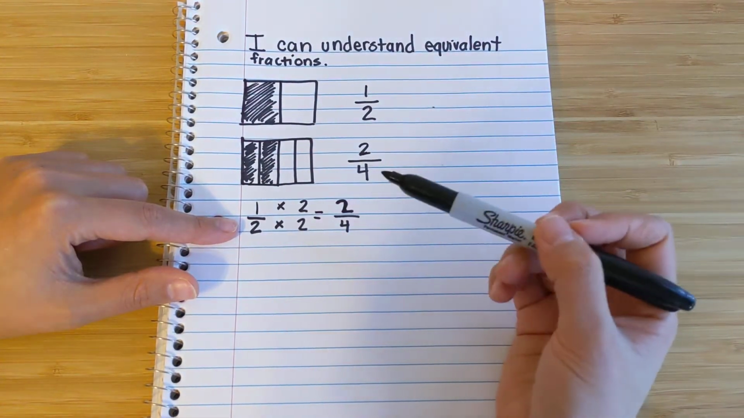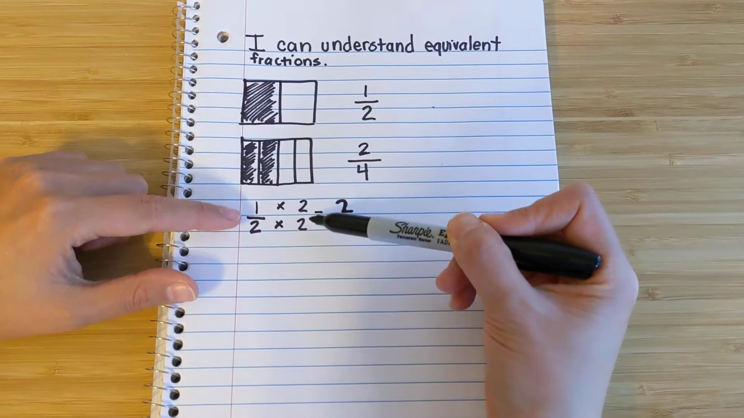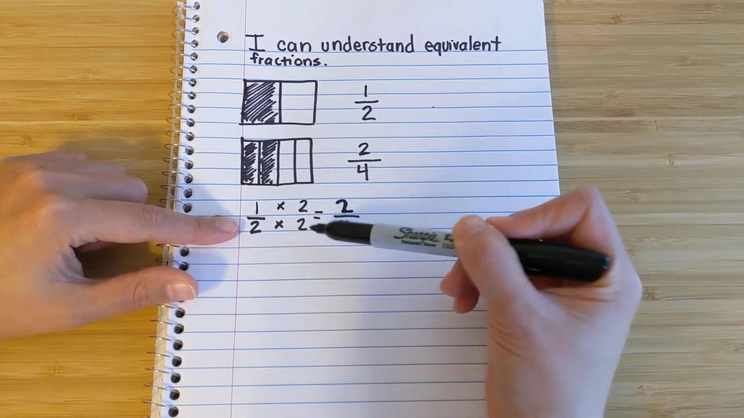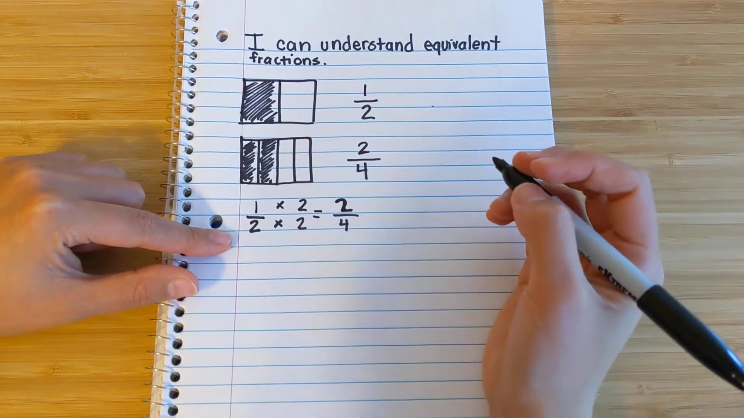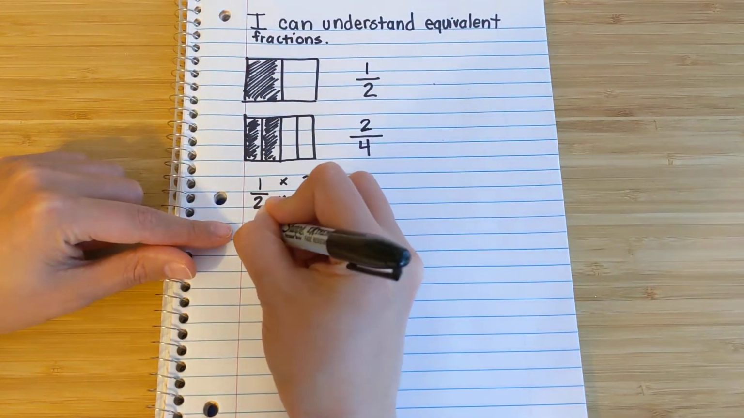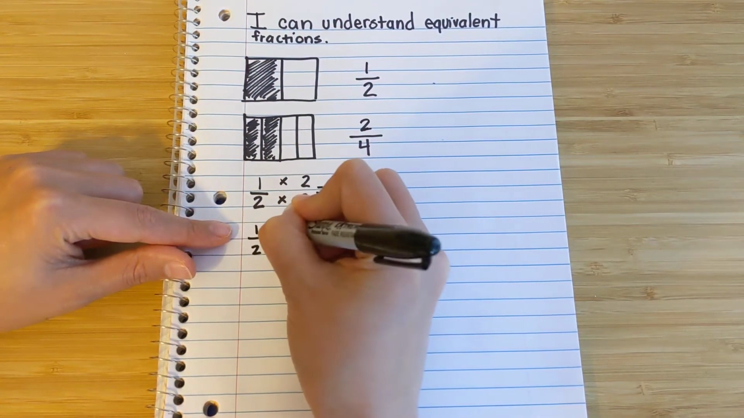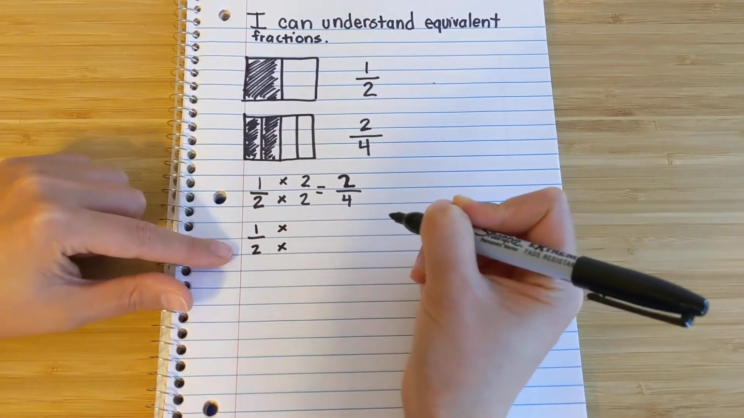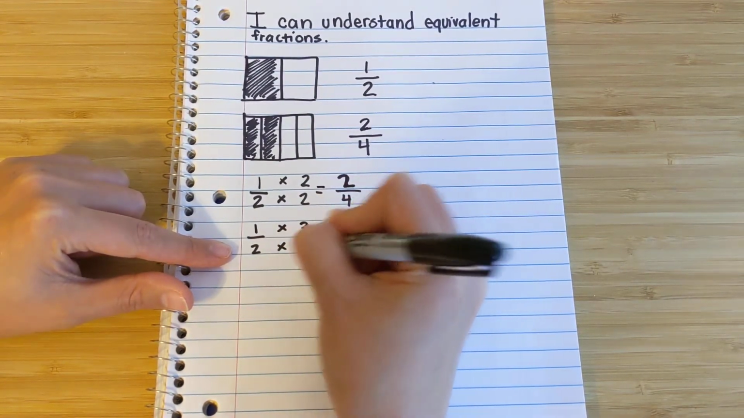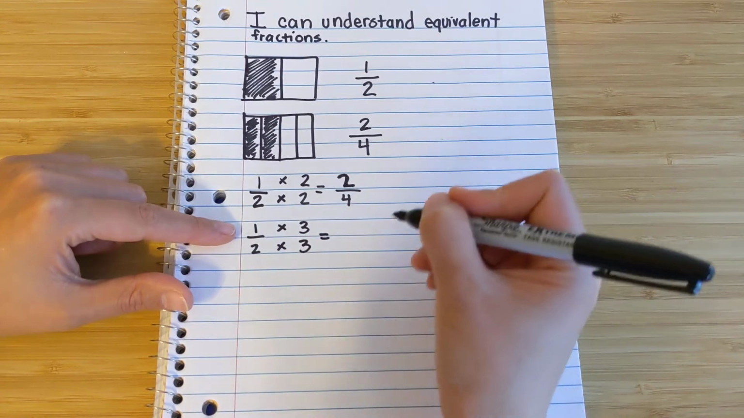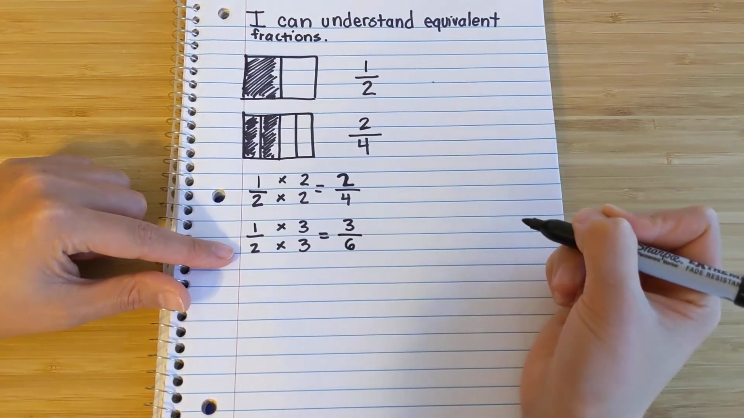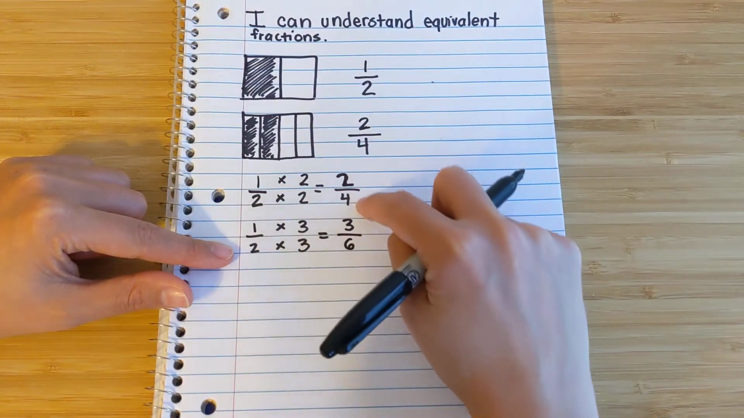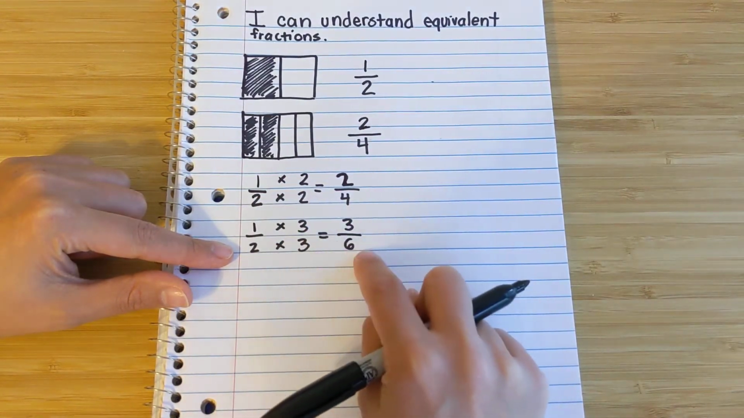So to find any equivalent fraction, you just multiply the numerator and the denominator by the same number, because 2 over 2 is equal to a whole. So we're multiplying it by an equal of 1. So let's try 3. Use any number. 1 times 3 is 3. 2 times 3 is 6. 3/6. 1/2 is equal to 3/6.